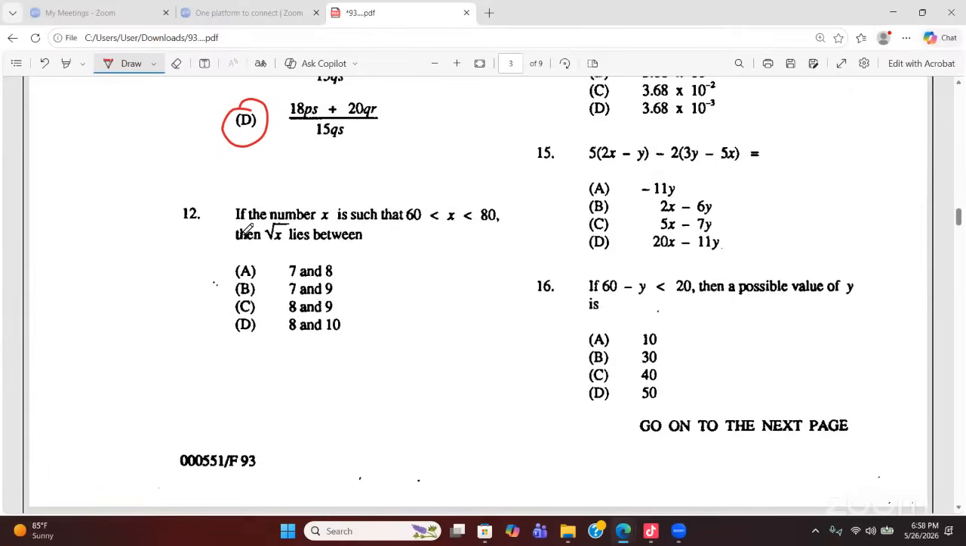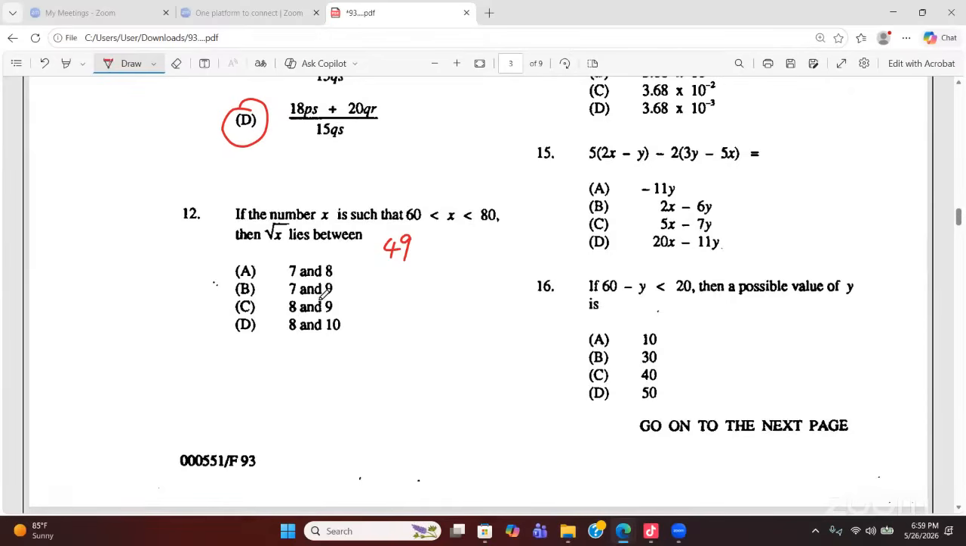June 1993. All right, so it says here, if the number x is such that x is greater than 60 and less than 80, now where would the square root lie? So you have to think. Now, 7 squared is 49, but watch the question, x must be greater than 60, and greater than 60 could be 61. So I'm going to have to use 7 squared, which is 49, because greater than 60 could be 61 or 62 and 63.